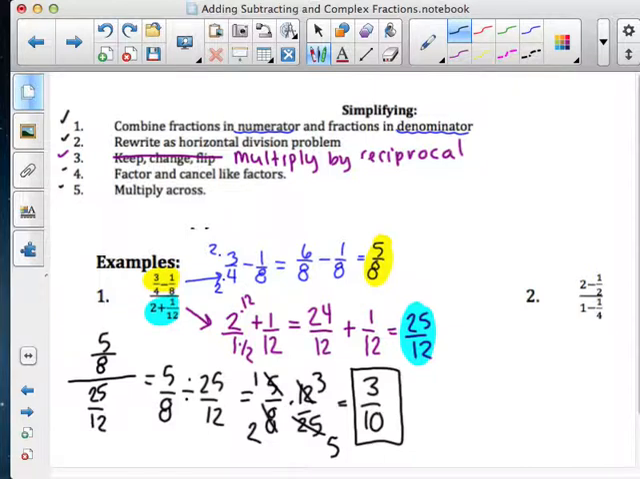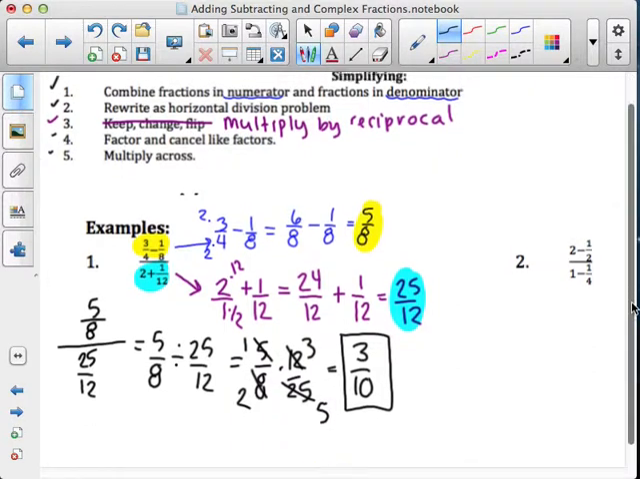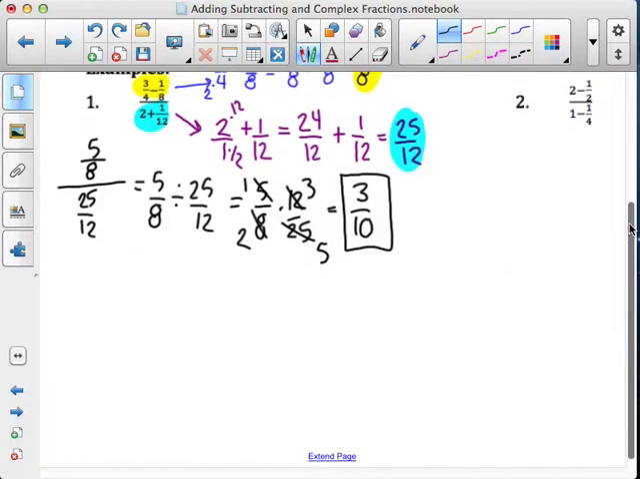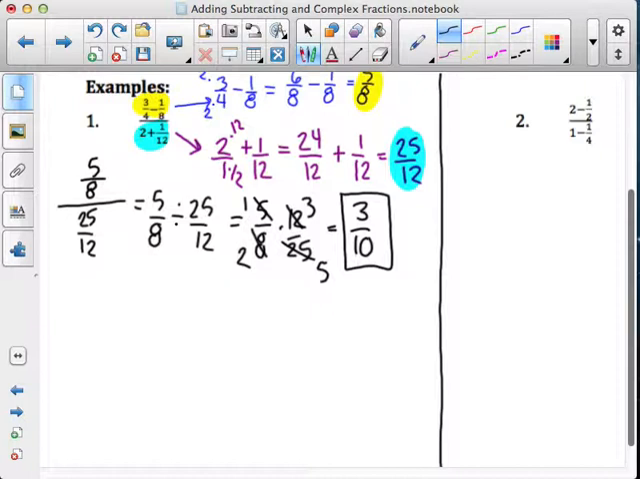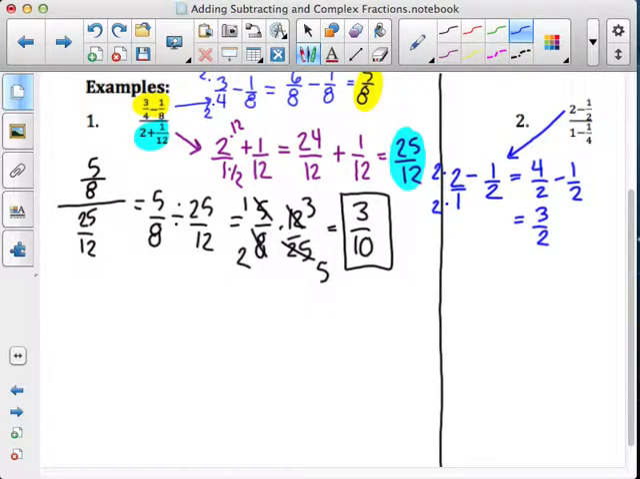So let's look at some more examples here. Need some extra space. Alright, so first I'm going to start with my numerator. 2 minus 1/2. So I know this is really 2 over 1. So I have to multiply by 2, multiply by 2. So that gives me 4 over 2 minus 1 over 2, which is 3 over 2. So there's the answer for my numerator. That's that. Okay, now the denominator.